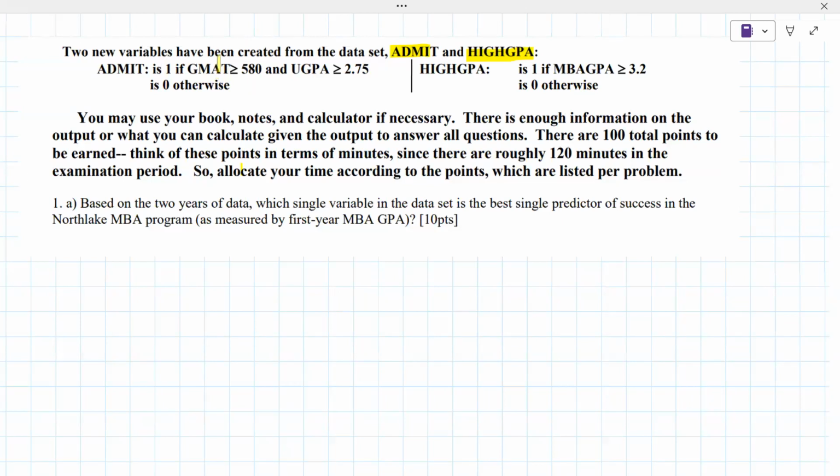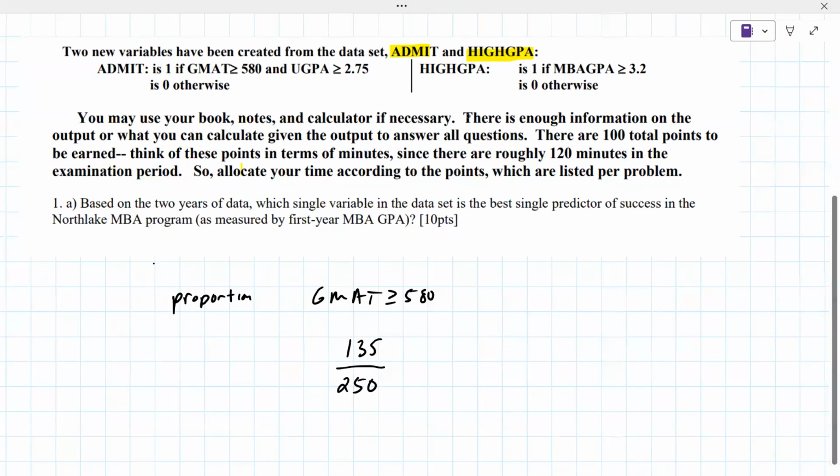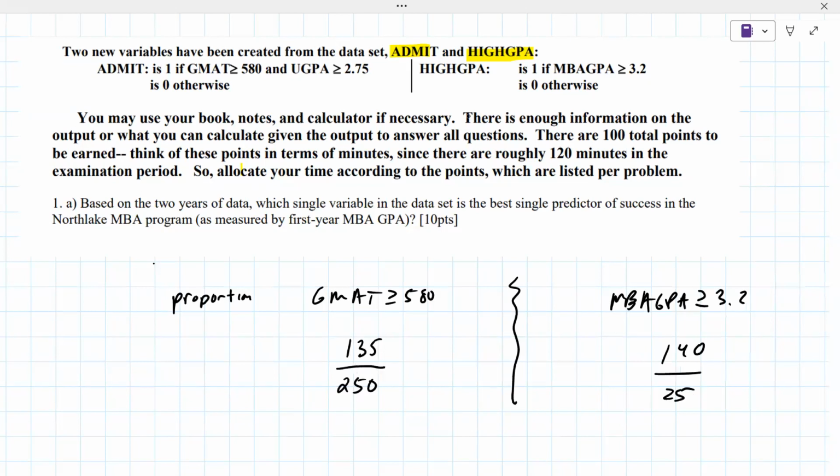I don't know how to tell you what to do here other than if we had the data set, we would be able to know what proportion had GMAT greater than 580. I don't know how many students there were. Let's just say there was 250 students, maybe 135 of them received this score. Same thing for the GPA, MBA GPA greater than or equal to 3.2. Maybe we find that there's 140 out of 250 that have that GPA. Hopefully it's higher, but that's what I'm seeing here.